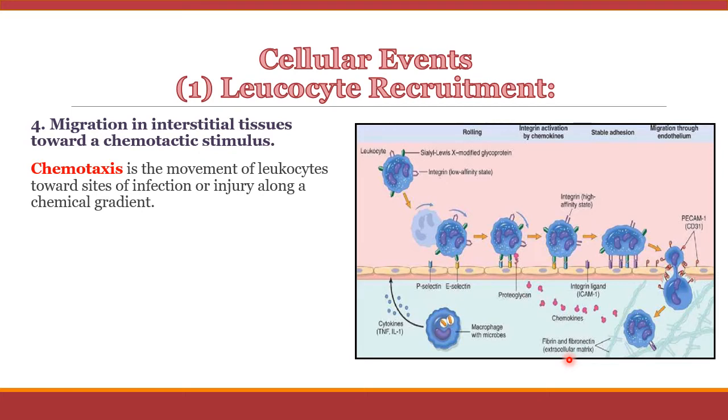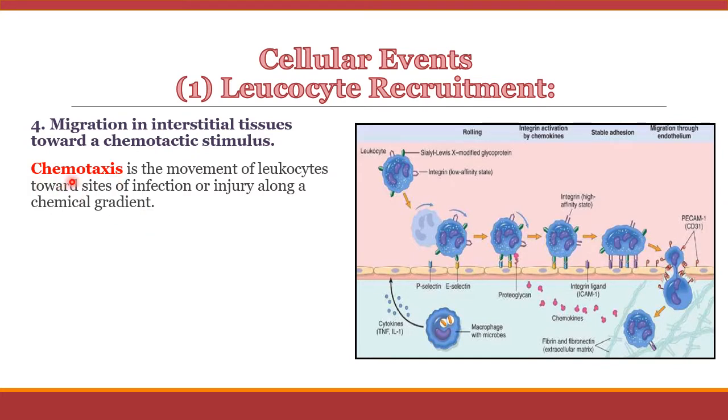So when the neutrophils go out of the vessel wall, they are going to sense some kind of smell around. Where are the chemical mediators? So they are going to move actively towards the highest concentration of the chemical mediators to start to kill or destroy the injurious agent. So this process is called chemotaxis.